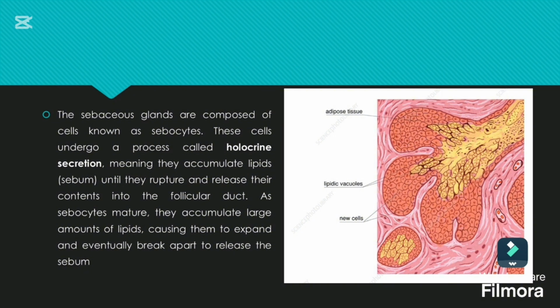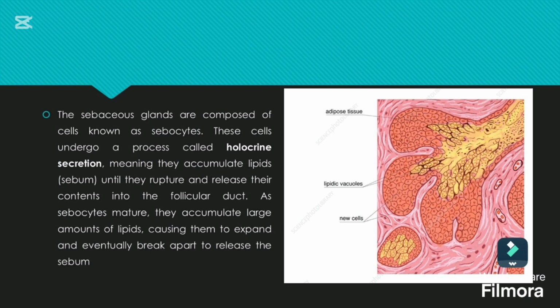These sebocytes undergo what we call holocrine secretion. This is a process whereby the sebaceous gland cells accumulate lipids. They keep on accumulating lipids until they get to the maturation stage and they rupture. The moment they rupture, they release that oil secretion called the sebum.